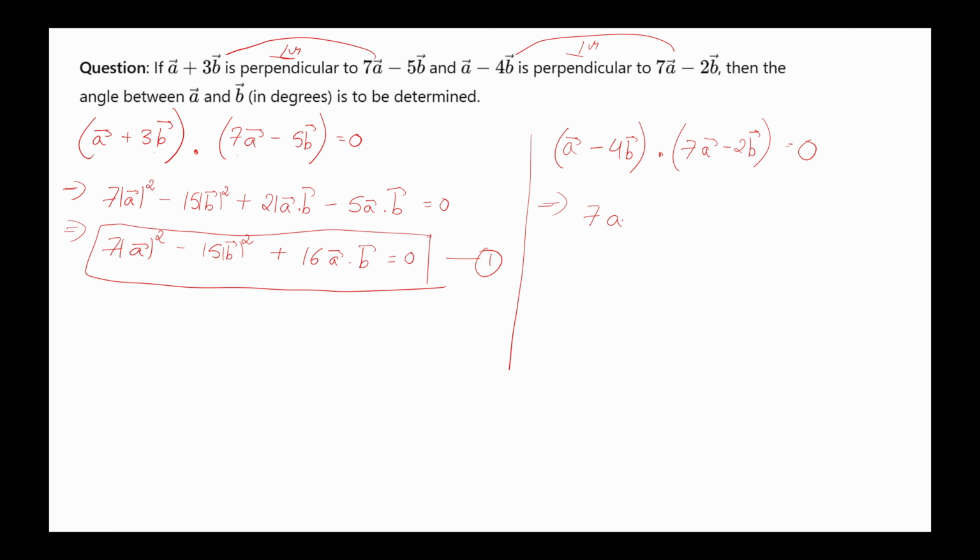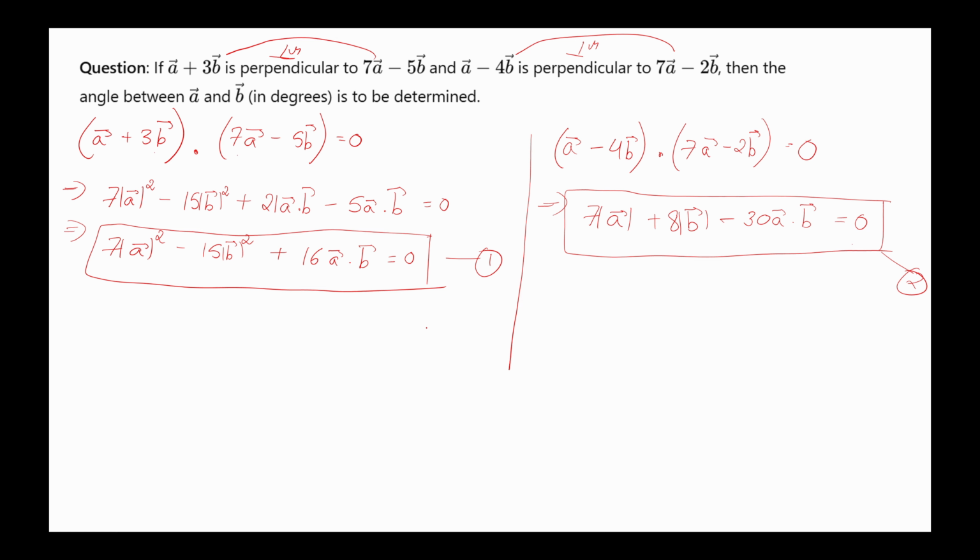We would have 7 a vector modulus squared plus 8 b vector modulus squared, and here we would have minus 7 4s are 28, and here we would have minus, so this would become minus 30 a vector dot b vector is equal to 0. So this is our second equation. Now based on these two equations we have to find out the angle between a vector and b vector.